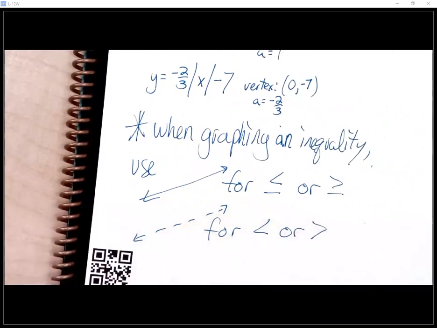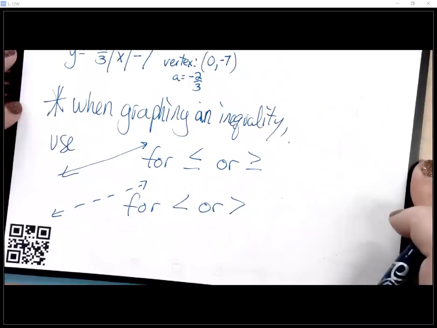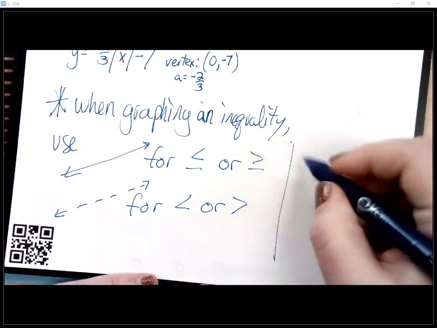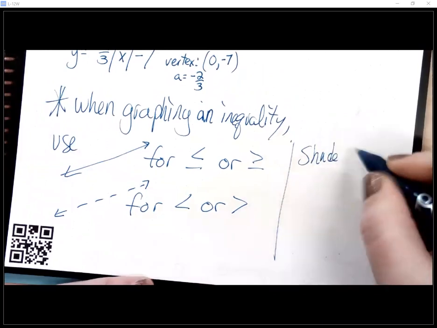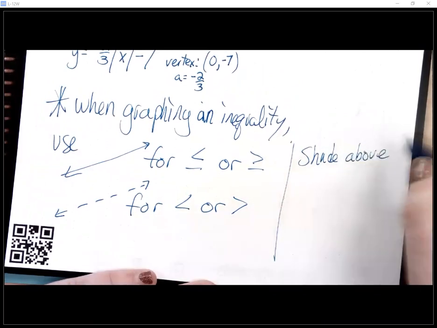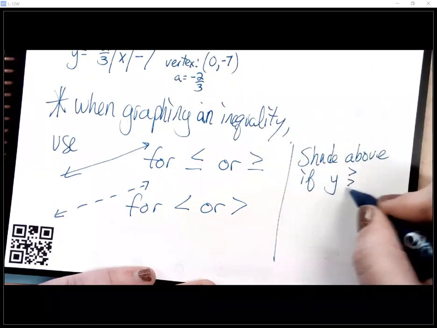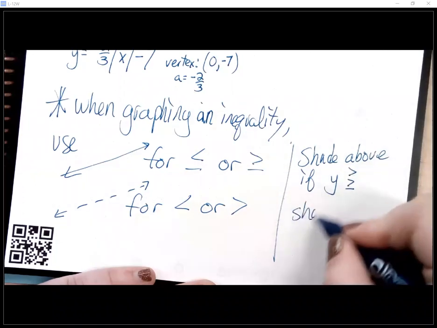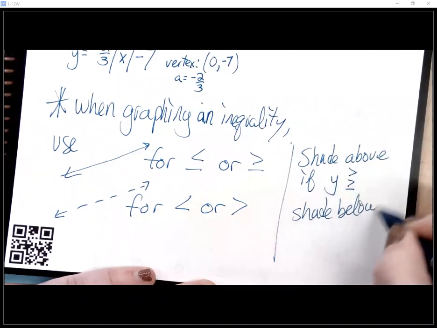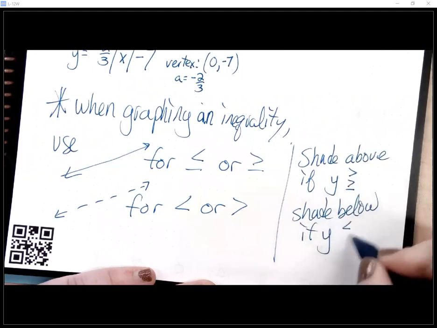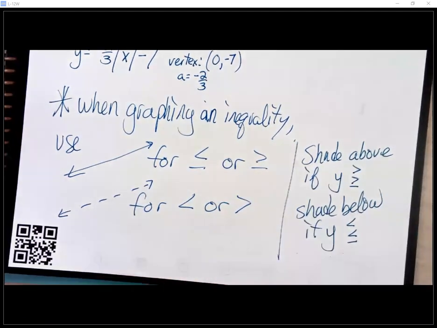And then we also need to shade. So we are going to shade above if y is greater than or equal to. Shade below if y is less than or equal to. So that's sort of our cheat sheet for where we're shading. Very similar to before, right? I'm just shading above my line. It's a V shape though, so I'm going to shade above on both sides or below both sides, depending on which way we're going.